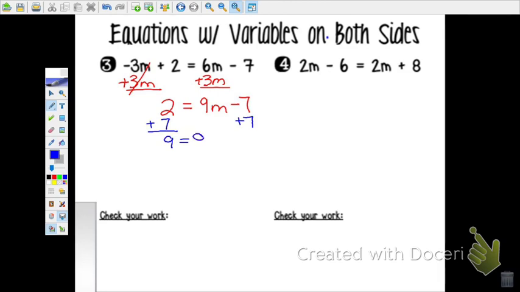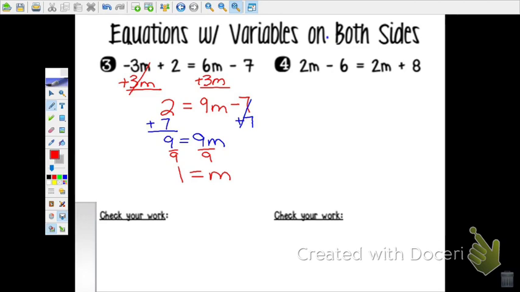9 equals 9m. So my last step, I'm going to divide both sides by 9. M equals 1. So again, very important that you continue to write those problems vertical.